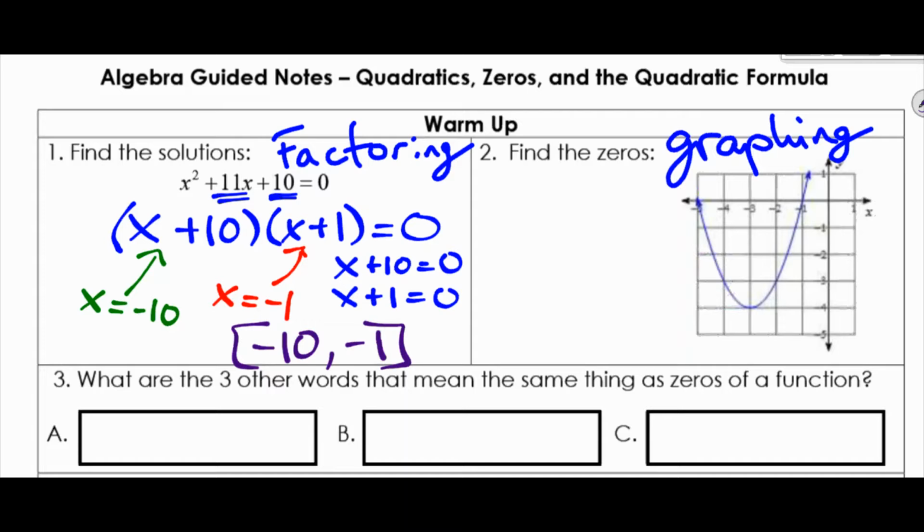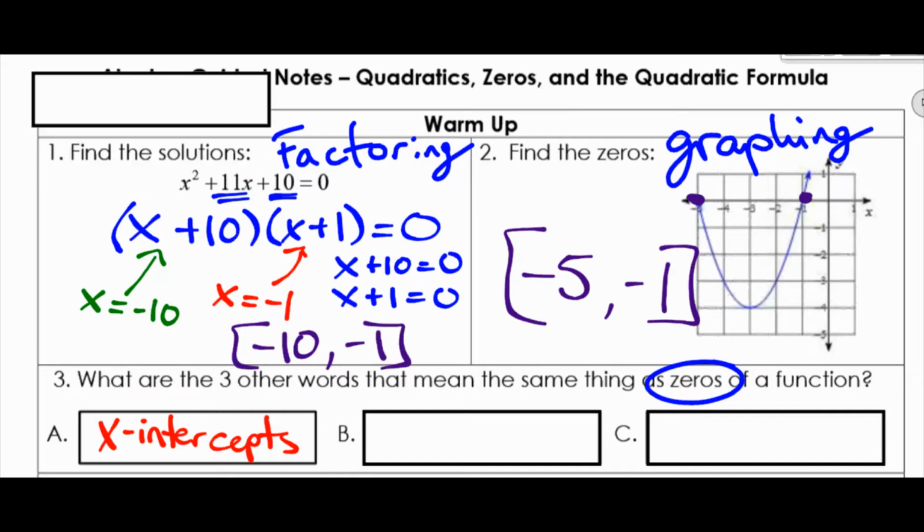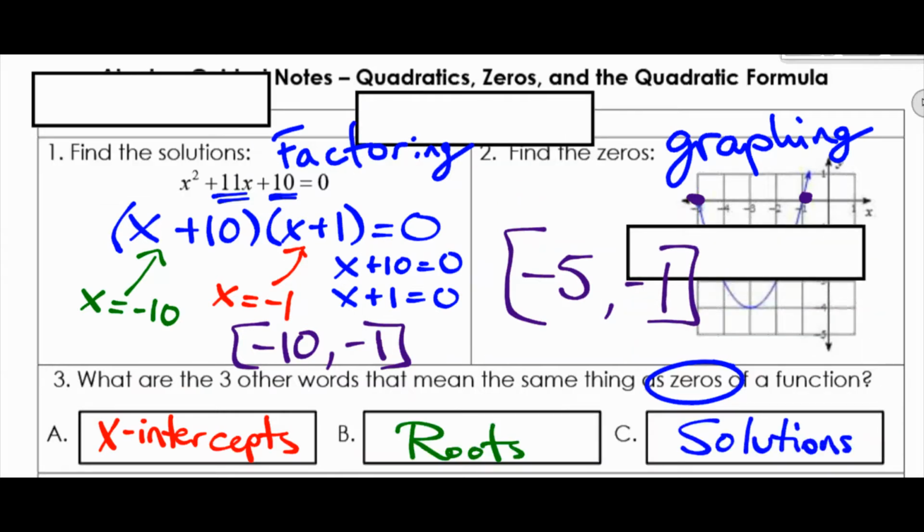From a graph, it's maybe even more intuitive. Just from that graph, you can see the x-intercepts. It's wherever my line, or my curve, really, hits the x-axis. So my solution set there is negative 5 and negative 1. In addition to zeros, we can also call these x-intercepts, roots, or solutions. All of those really mean the exact same thing.